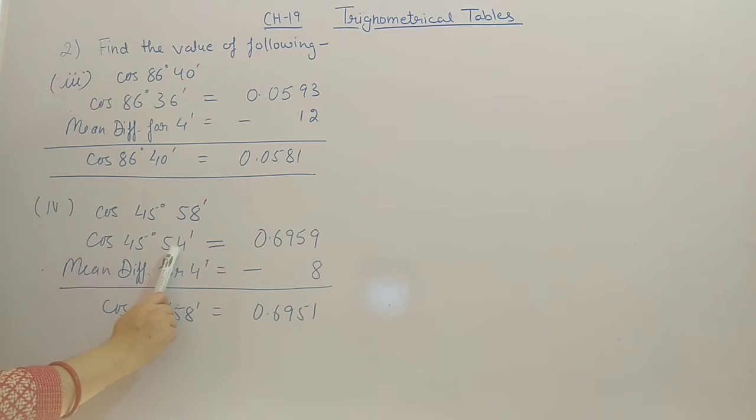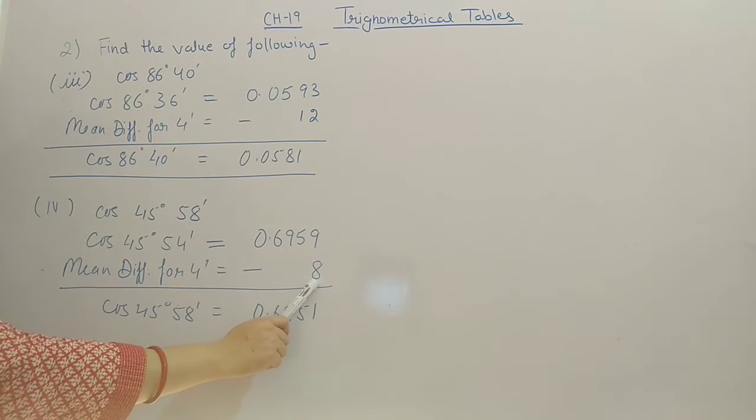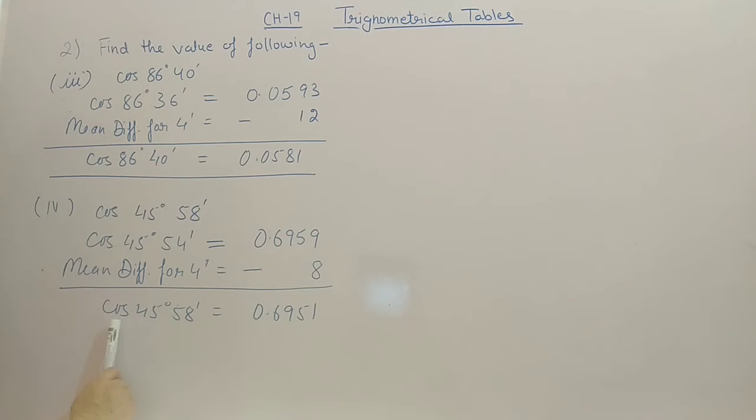Fourth part, cos 45 degree 58 minute. Check the nearby value. Cos 45 degree 54 minute, 0.6959. Then the difference between these is 4 here. Check the mean difference, 4 is 8. Do the subtraction. So value of cos 45 degree 58 minute will be 0.6951.